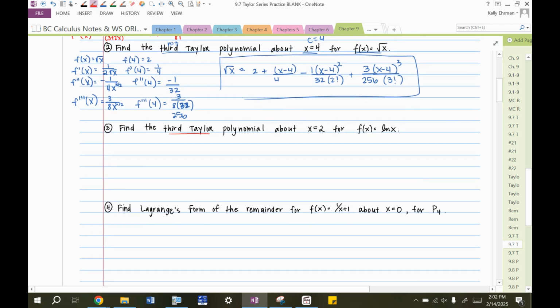Find the third Taylor polynomial about x equals 2 for f of x equals ln x. Right? So f of x equals ln x, and we're evaluating at 2. So the first term is ln 2. F prime of x is 1 over x. F prime at 2 is 1/2. F double prime of x is negative 1 over x squared. F double prime at 2 is negative 1/4. Last one, f triple prime of x is going to be positive 2 over x to the third.